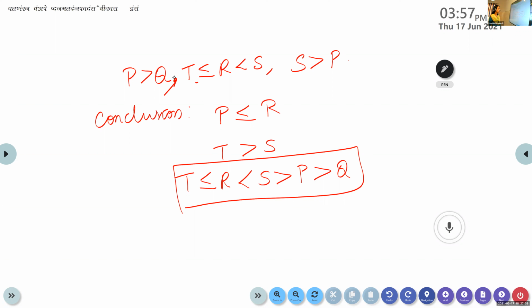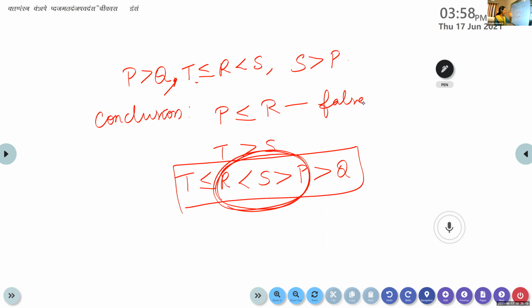So what is the relation between P and R? Look at the part P and R. Leave the other things. Only for the first statement, you focus on these three. R less than or equal to S, greater than or equal to P. Is it possible to compare? Is it possible? No, isn't it? So this is false.